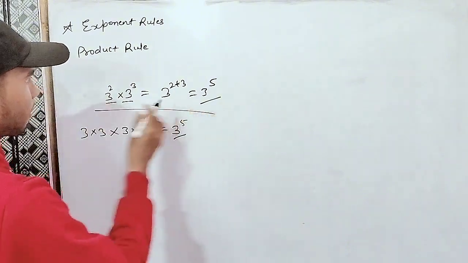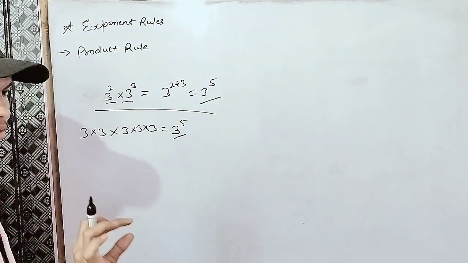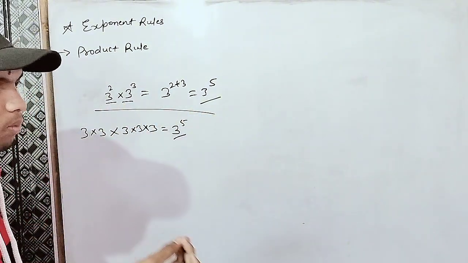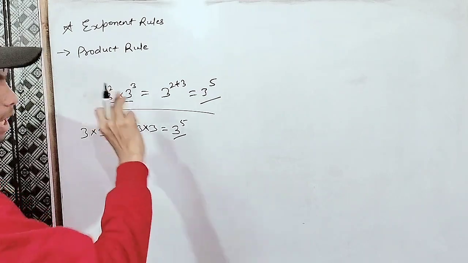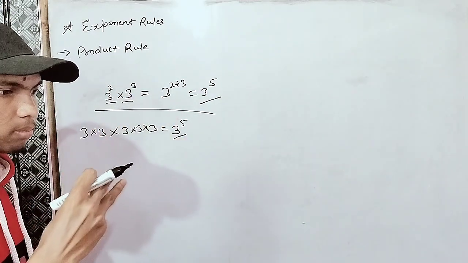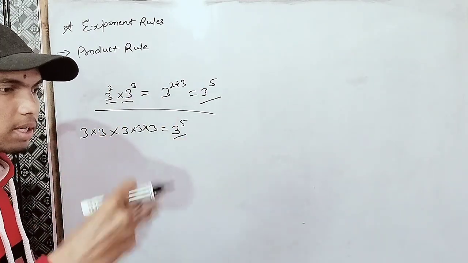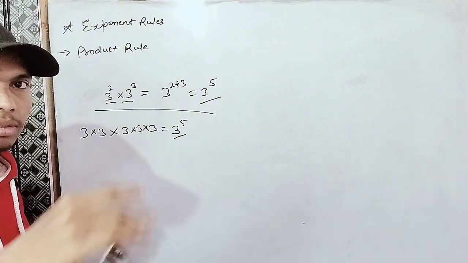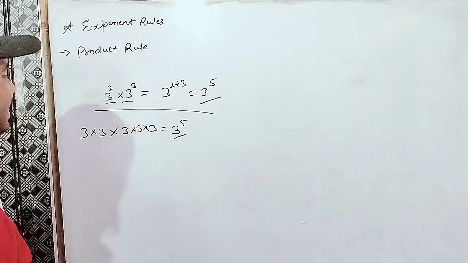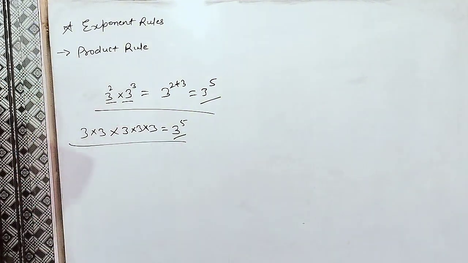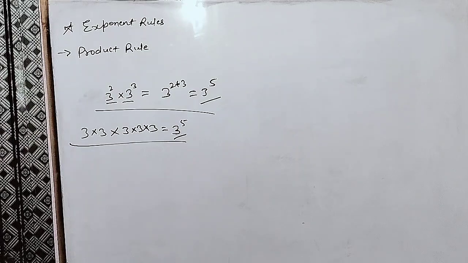So this is a way. If the base is the same, then we can write it one time, and the exponents of multiple bases will be written by adding. Okay. This is it. Did you understand?